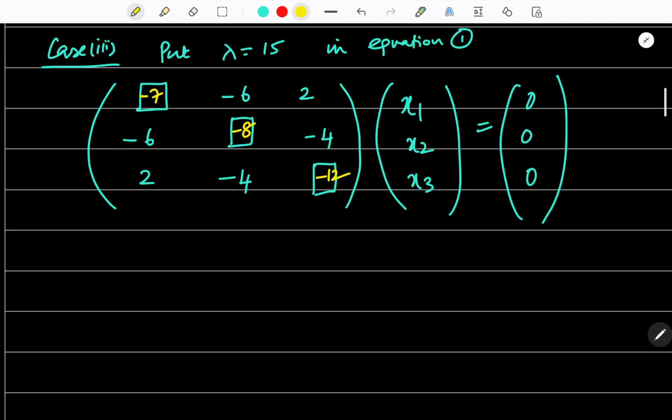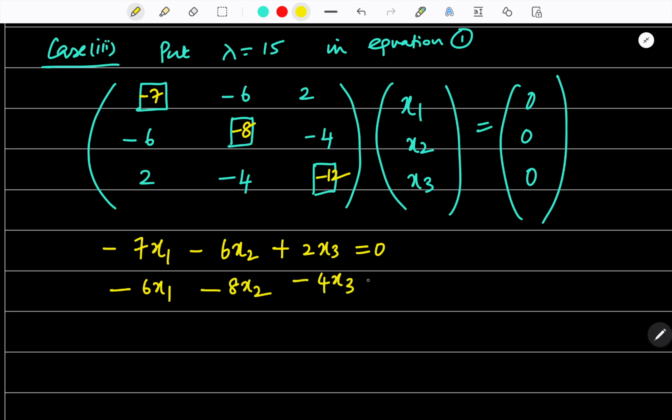So let me write the two equations now. Minus 7x1 minus 6x2 plus 2x3 is equal to 0. Minus 6x1 minus 8x2 minus 4x3 is equal to 0.